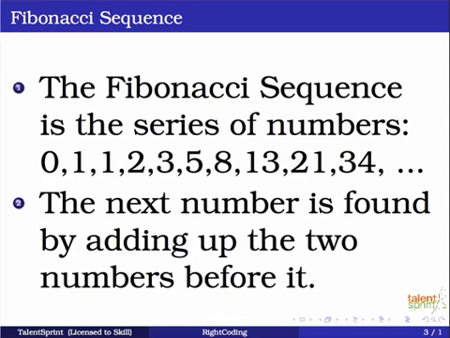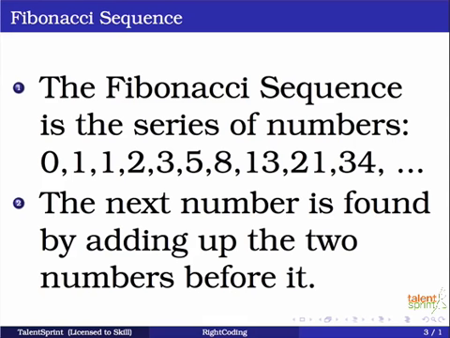A Fibonacci sequence is a series of numbers in which the next number is obtained by adding up the previous two numbers. So as you can see in the series shown, 0 and 1 are the first two numbers, and then henceforth each number is obtained by adding the previous two. So the third number is obtained by adding 0 and 1. The fourth number is obtained by adding 1 and 1. The fifth number is obtained by adding 2 and 1. And so on. The series goes on like this.